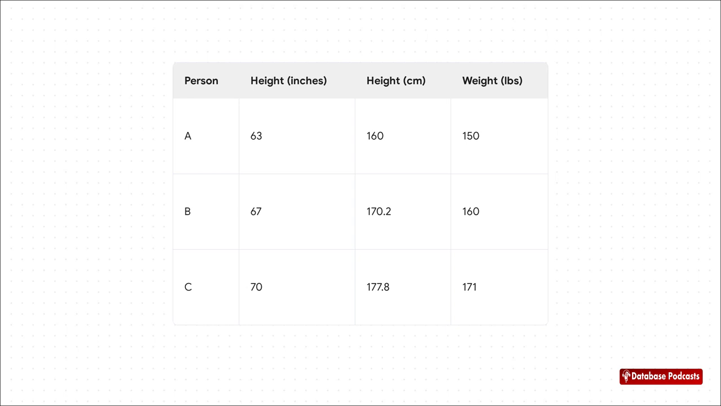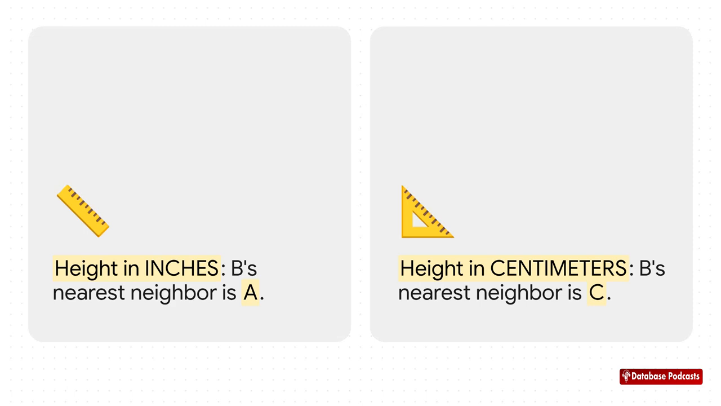To really see why, let's look at a totally new set of data comparing 3 people. Our goal here is to figure out whether person A or person C is closer to person B. And this is where it gets kind of mind-bending.